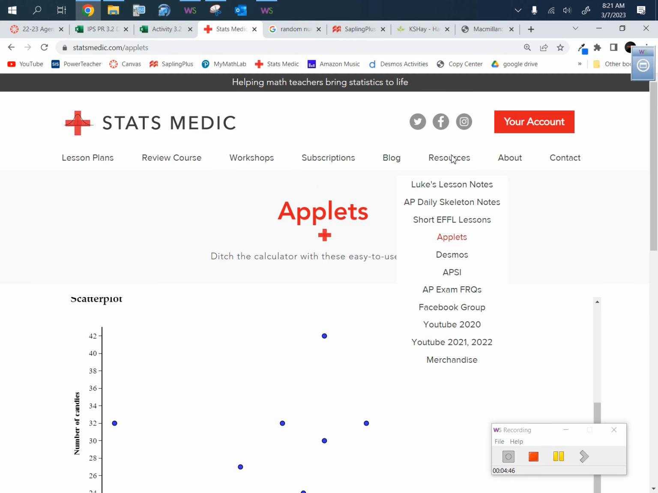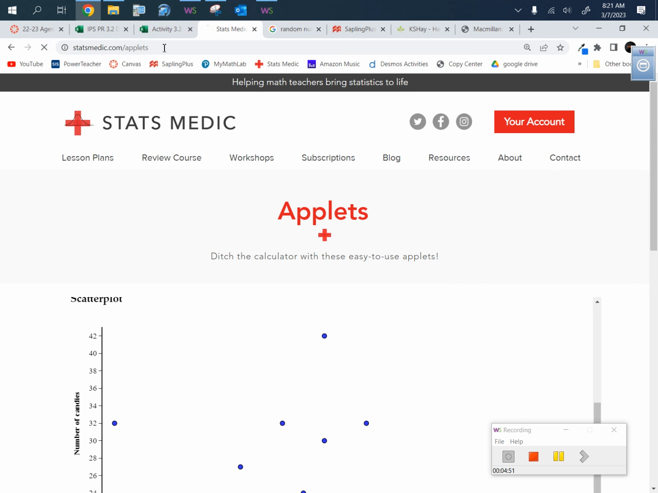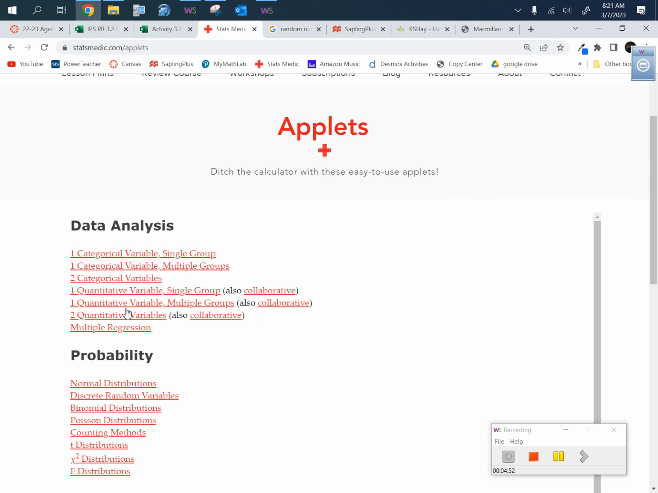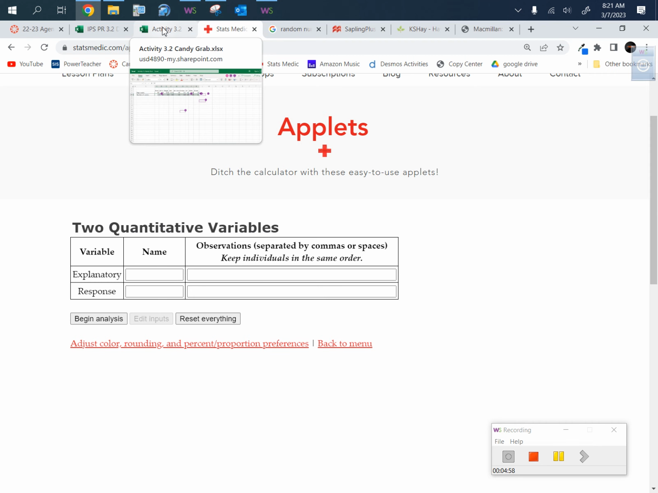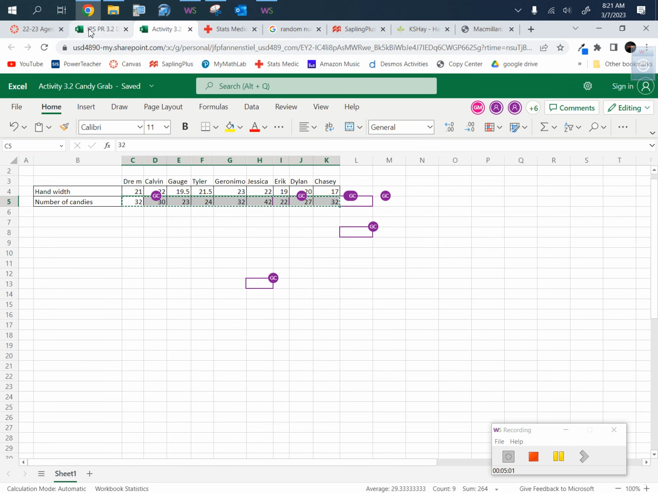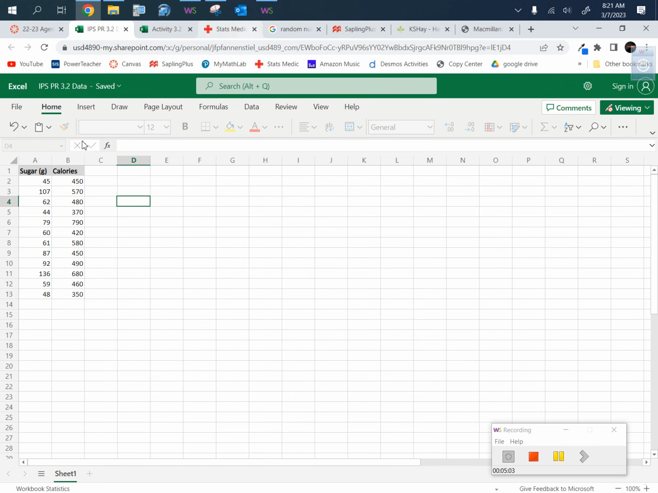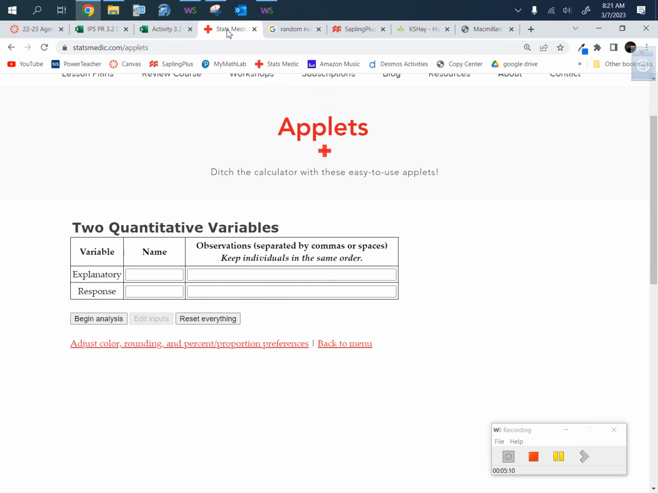I'm going to start fresh for the video people. If you were on applets, right here, you'll go to two quantitative variables. Usually the explanatory is basically the X variable. So that would be the first one they did, which is sugar. And then the calories would be the second one. So we'll type those into the applet: sugar in grams and calories.